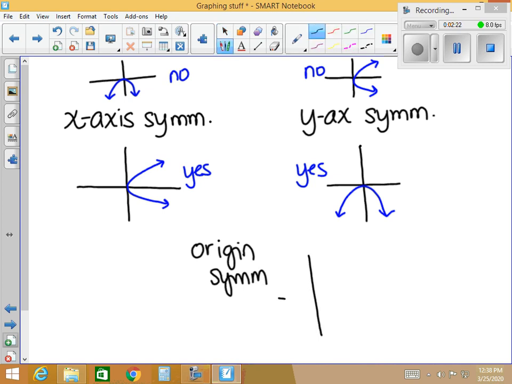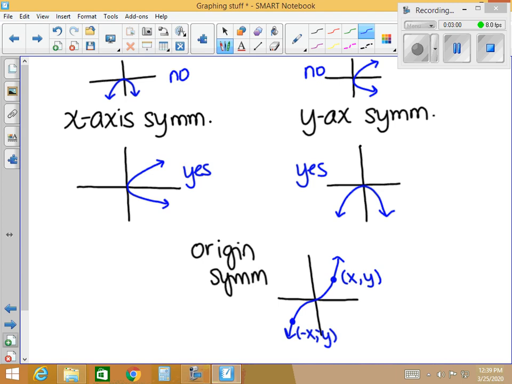Origin symmetry, again, is harder to describe, so I'll just jump straight to the punchline and not talk about the paper thing, because without me actually standing at the board flipping a paper around, like my Tuesday, Thursday students saw, it's a little more difficult to do here on the whiteboard. A function has origin symmetry if for every point (x, y) on the graph, the point (-x, -y) is also on the graph.